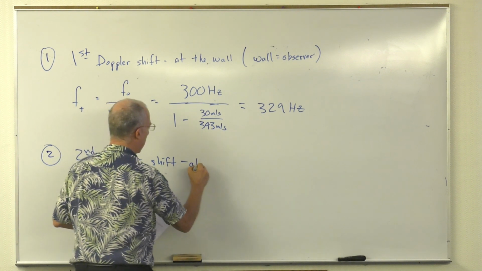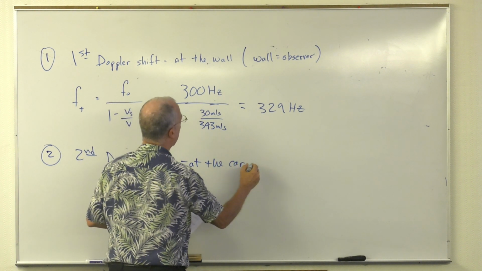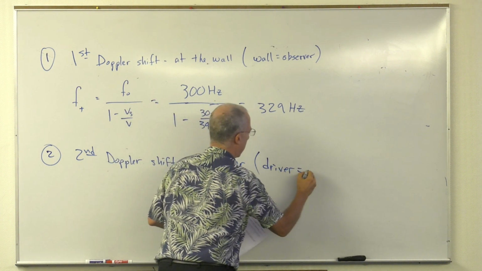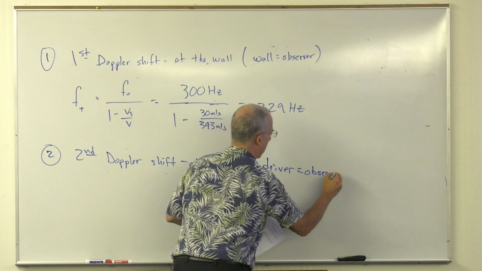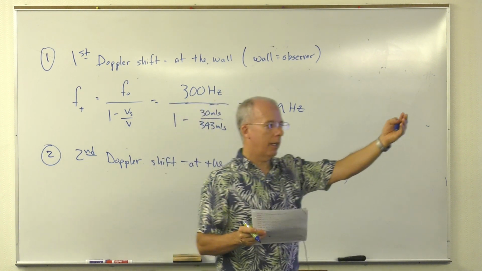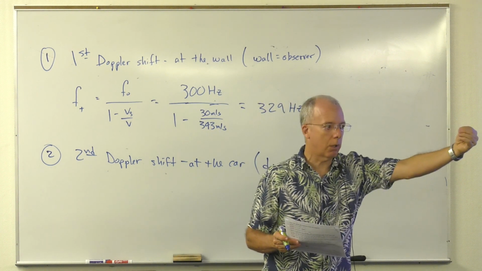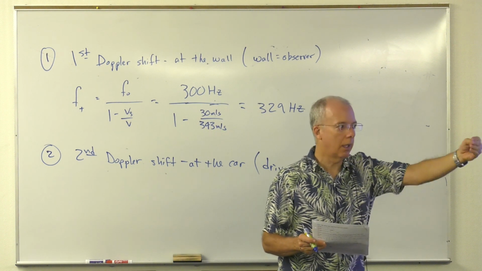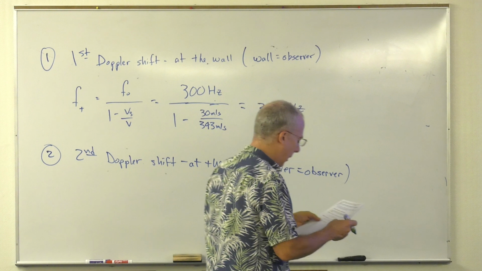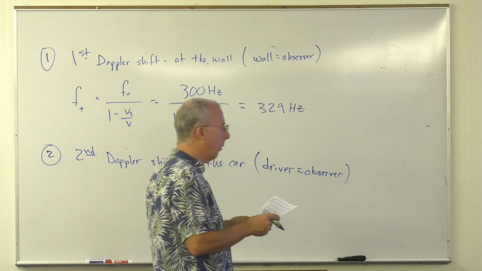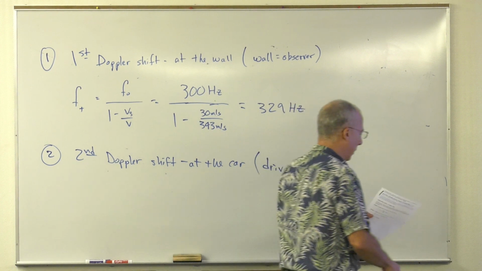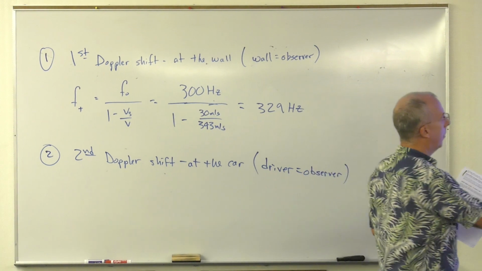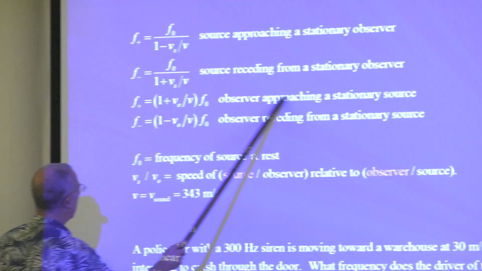Now the second Doppler shift occurs at the car. And the driver is the observer. In other words, the sound has been reflected from the wall, so it's moving towards the car, right? It's a stationary source. The wall is stationary. The car is approaching that wall. Okay, so what are we going to do for that one? So now we have a stationary source and a moving observer. So observer approaching a stationary source. So this one.